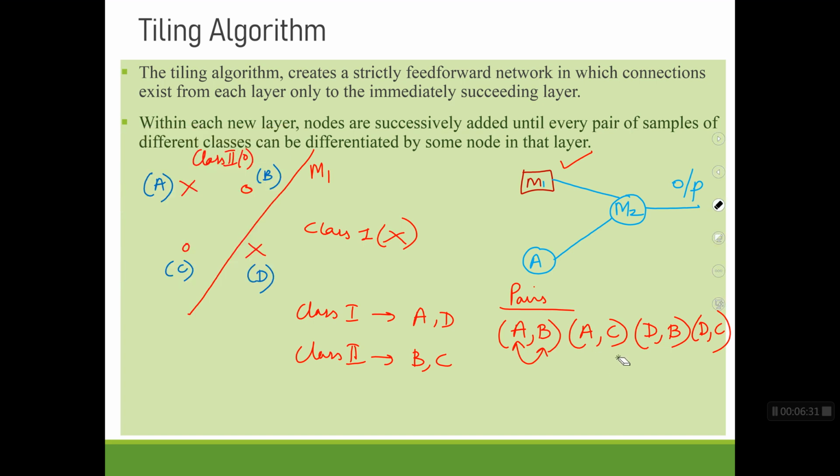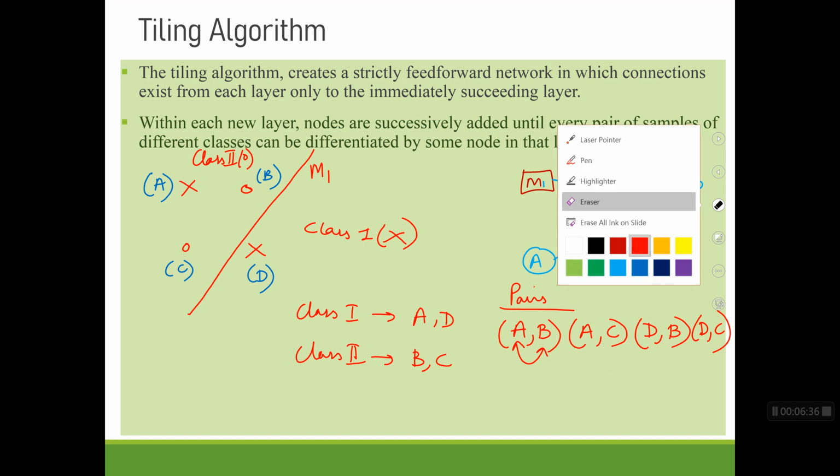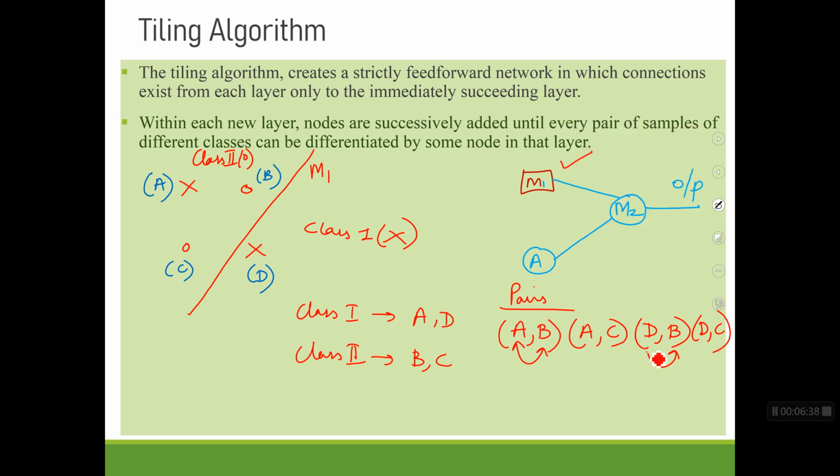Have I been able to separate A and C? I have not been able to separate A and C also. Have I been able to separate D and B? Yes. D and B, I have separated them by using this particular line. So I have been successful in separating, so I would cancel this pair. Similarly, D and C also I have been able to separate by this line. So I cancel. Whenever I select the first node, I have been able to cancel out these 2 pairs.